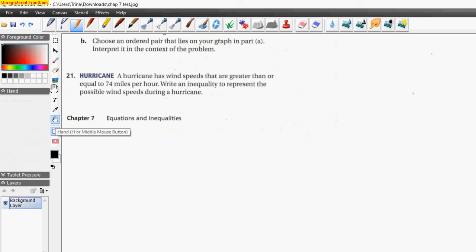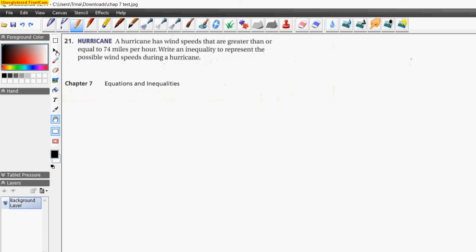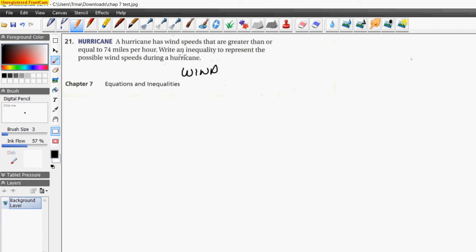Okay, now let's take a look at number 21. It says a hurricane has wind speeds that are greater than or equal to 74 miles per hour. Write an inequality to represent the possible wind speeds during an actual hurricane. So let's first deal with what we do. We're going to write out the actual words first. We're going to write first what? Wind speed.